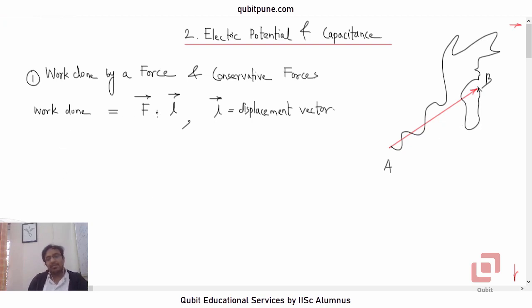So work done is the dot product of the two, and if the force is not constant, if the force changes with displacement, then we must consider the integration. In that case, we write it as F bar dot dL bar, let's say from A to B. That is work done. Now, there are two categories of forces. Some are conservative, some are non-conservative.